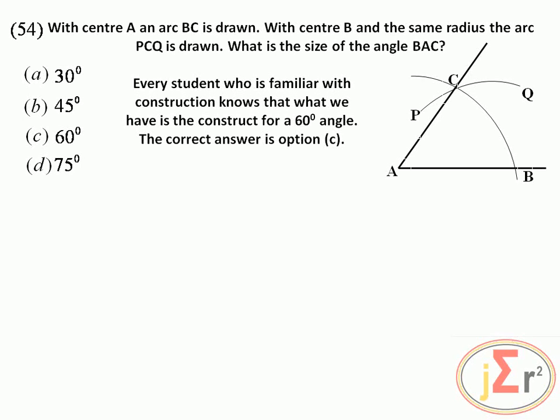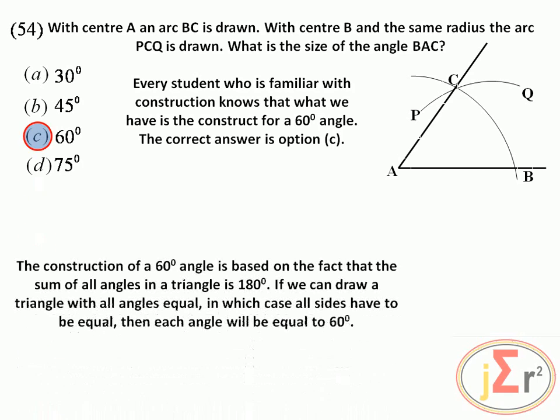As soon as you see this, if you know about construction, you have no doubt that what we have there is the construction of a 60 degrees angle. Option C is correct. That's all there is to it.